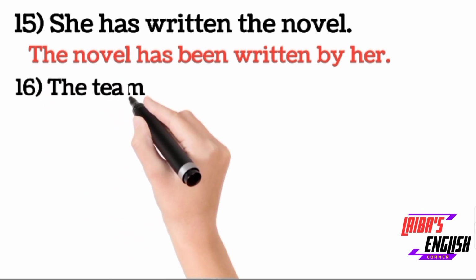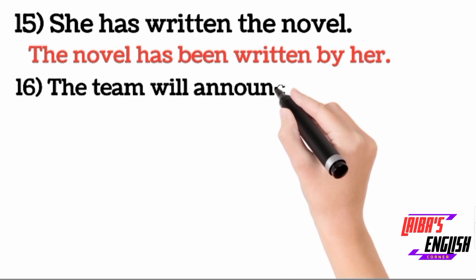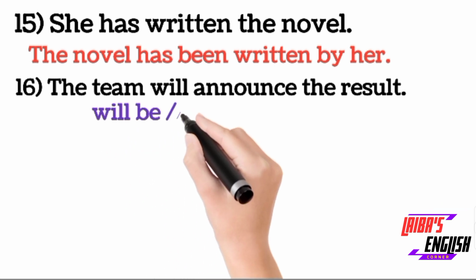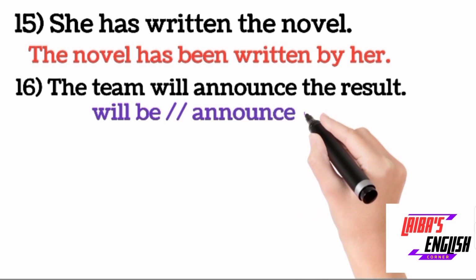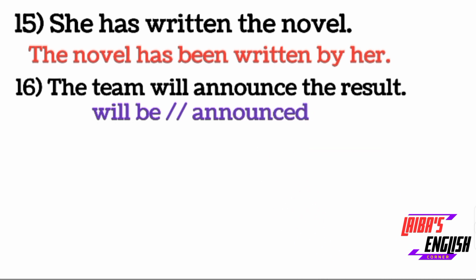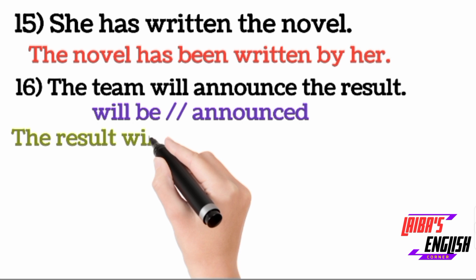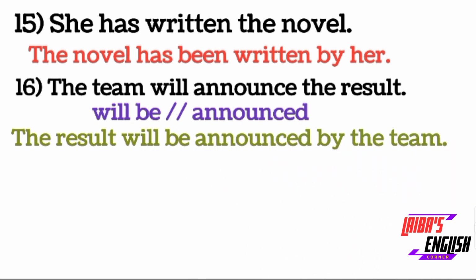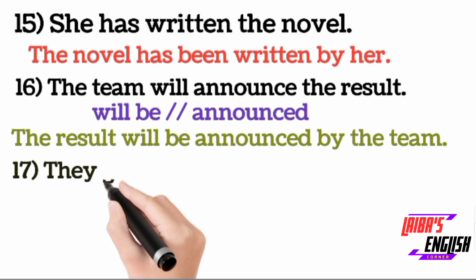16th example is, the team will announce the result. Will will be changed into will be. Announce, third form will be used, and other things will remain the same. The result will go in the place of subject. So the result will be announced by the team. I hope that your concept related to active changing into passive will be clear now.